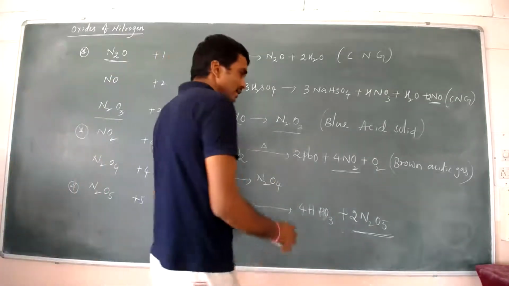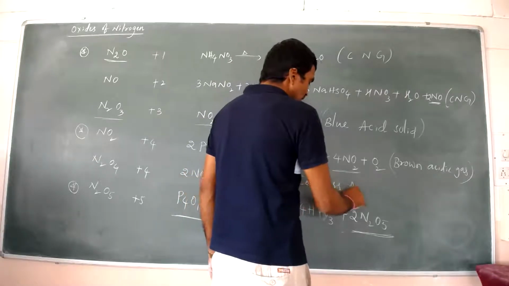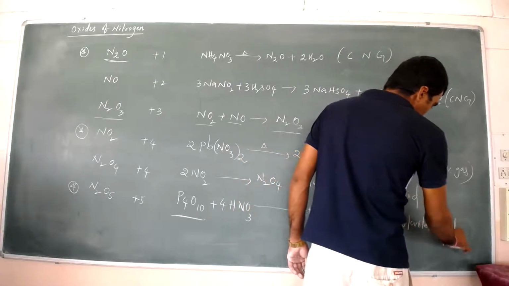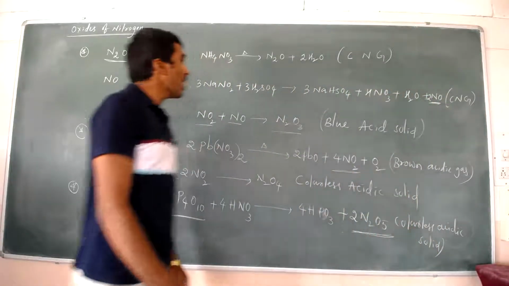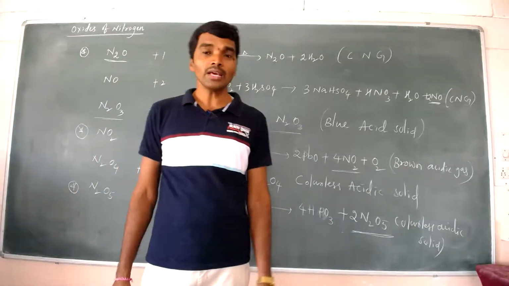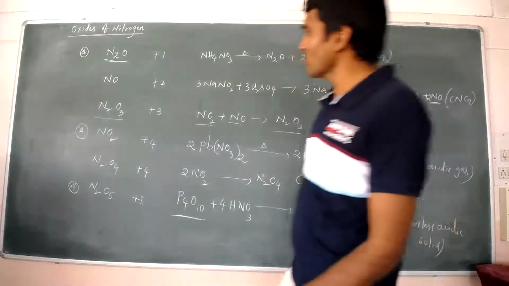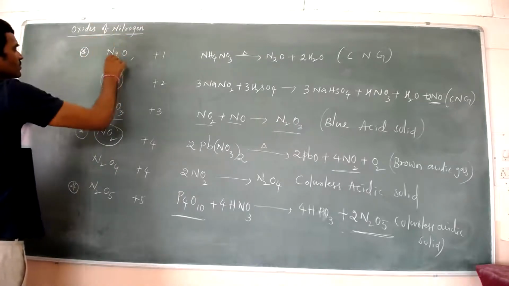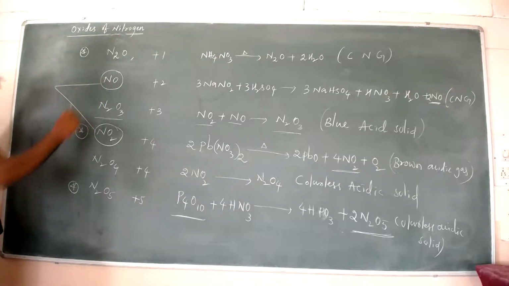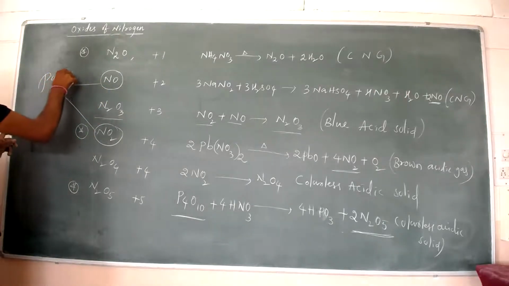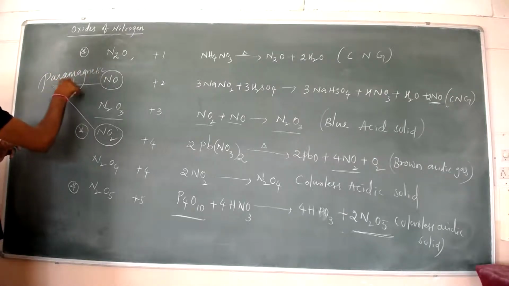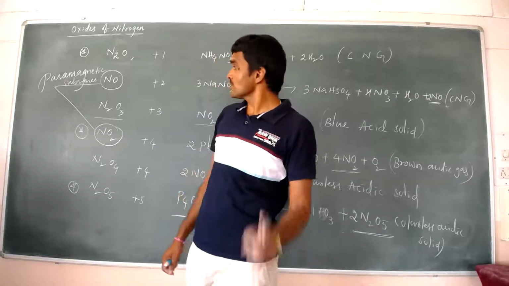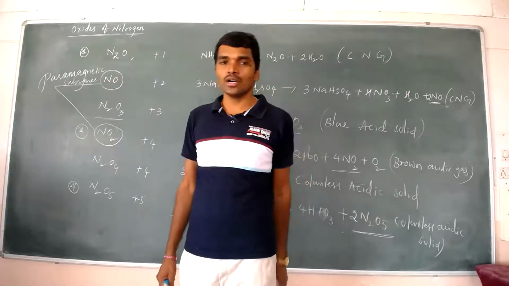N2O4 and N2O5 are colorless, acidic solids. So these are the oxides of nitrogen. Among these oxides, remember the very important point: the laughing gas. NO and NO2, these two gases are paramagnetic substances. The question is, which of the following are paramagnetic substances? Your answer is NO, nitrogen monoxide, and nitrogen dioxide. These two are the best examples.